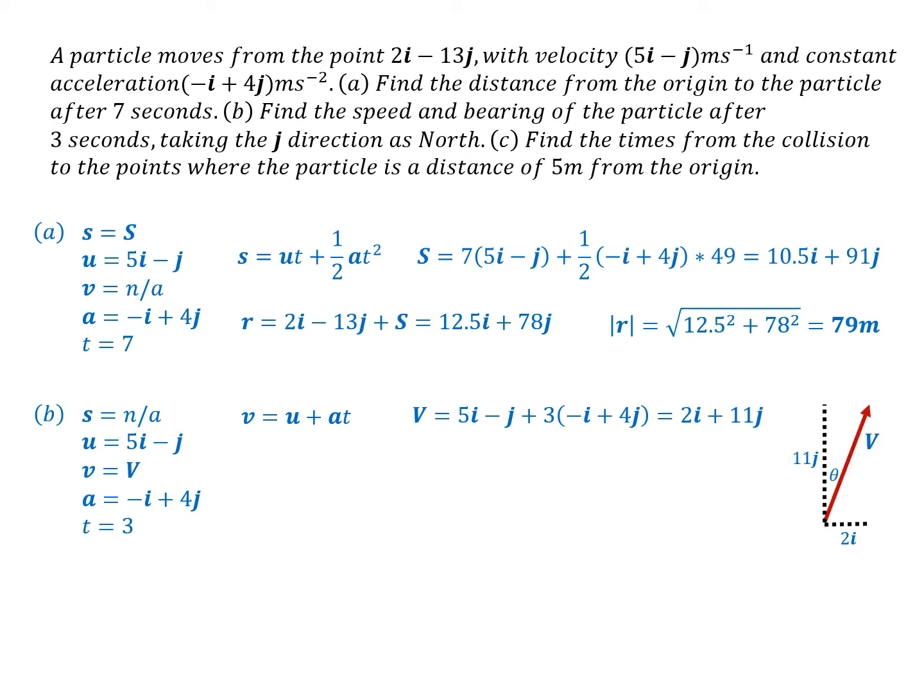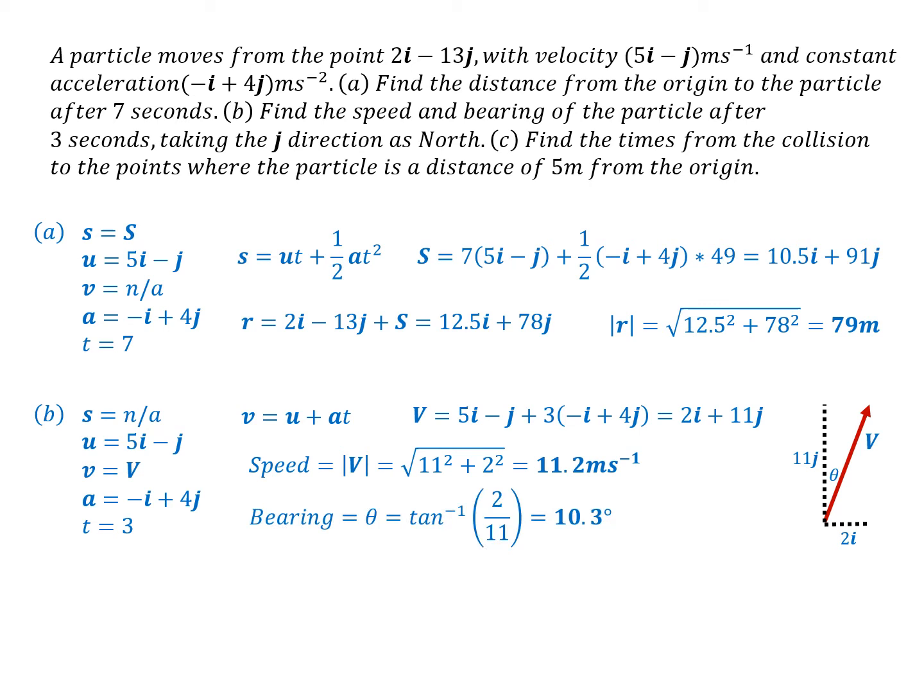Well, I've just drawn a little picture there using the 2i plus 11j, and the bearing will be this angle theta here measured from north. Remember that north is the j direction, and the magnitude of that vector, the length of that vector, will be the speed. So the speed is the square root of 11 squared plus 2 squared, about 11.2 meters per second. And the bearing is 10.3 degrees. So that's part A and B both completed.